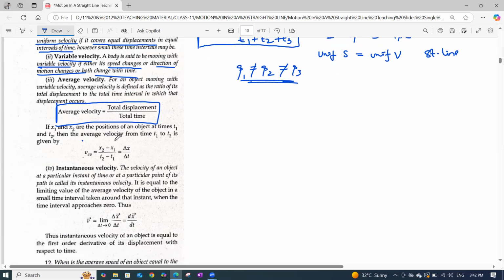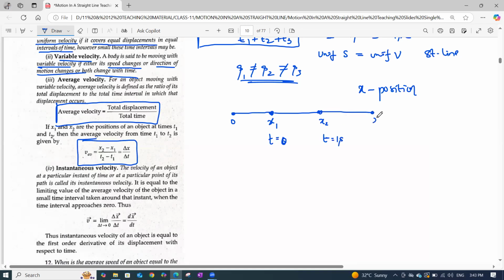Now, for this average velocity, there is another formula. So this also you should remember. Consider the body is starting at the origin, and at the first instant, the body is at x1 when time is equal to 0. And the body is traveling from x1 to x2. That is the position, so here x is position. The body is traveling from x1 to x2 when time is equal to 1 second. Again, the body is traveling to x3 when time is 2 seconds.